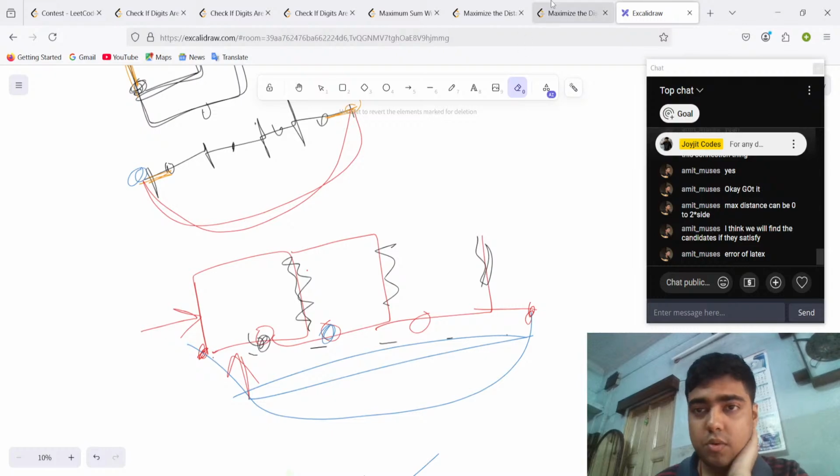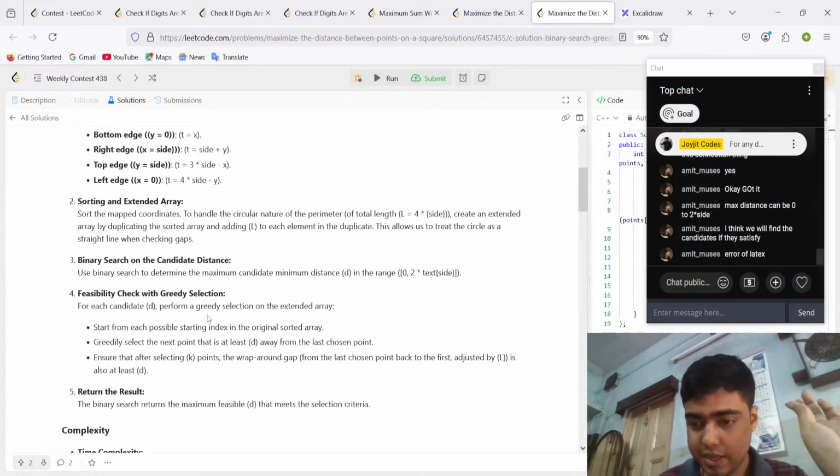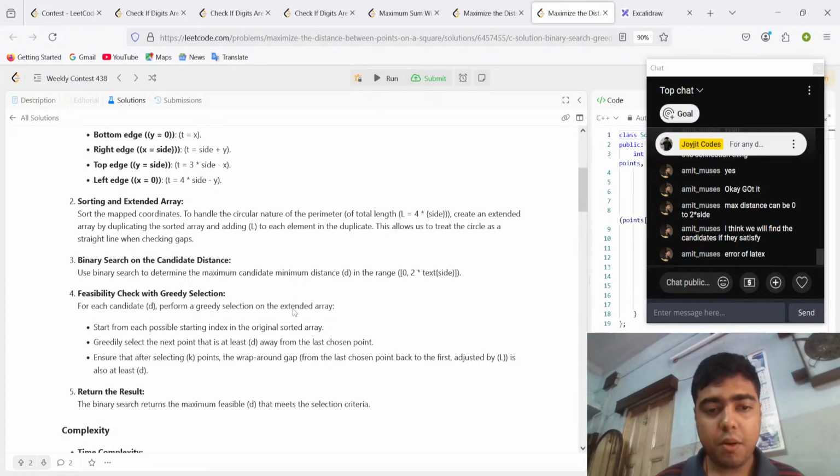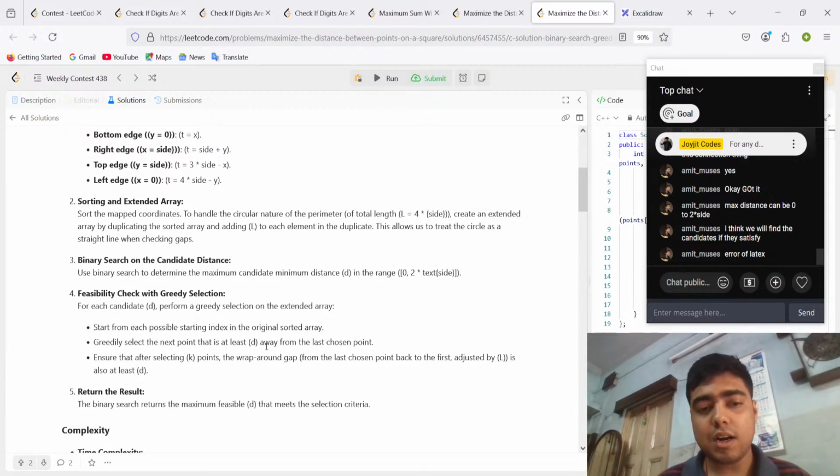Now, once we have the binary search, then for every specific distance D, we perform a greedy selection on the extended array. Start from each possible starting index in the original sorted array. Greedily select the next point that is at least D away from the last chosen point. Ensure that after selecting k points, the wrap-around gap from the last chosen back to the first, adjusted by L, is also at least D.